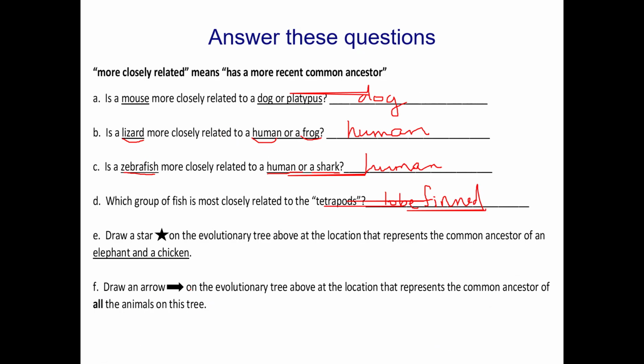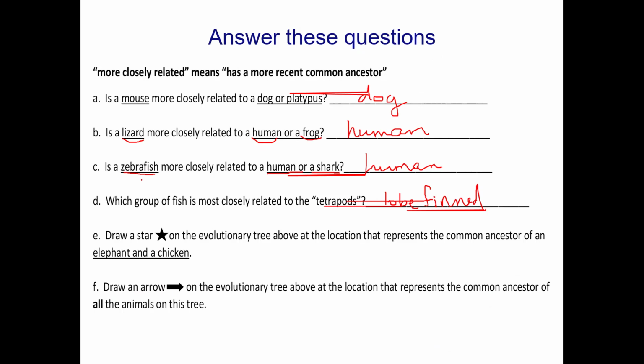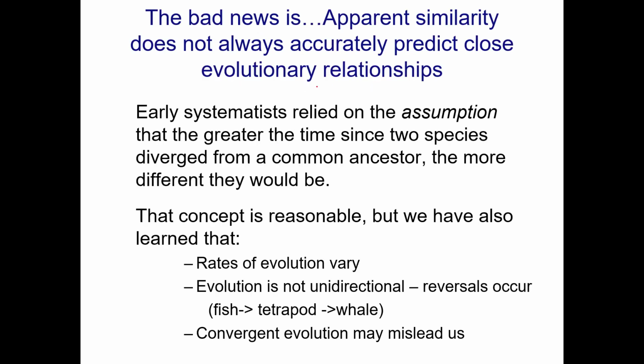So that could be on the quiz that way, because I've got to test your ability to do the skill. Draw an arrow on the evolutionary tree at the location that represents the common ancestor of all animals on the tree. So that would be at the root. Put an arrow somewhere in this vicinity here, you'd be good. Okay? So this is a skill that you want to be able to do to predict what's most closely related based on where the most recent common ancestor is. And again, it's not necessarily completely intuitive. So you're just using the evolutionary tree to answer the question.